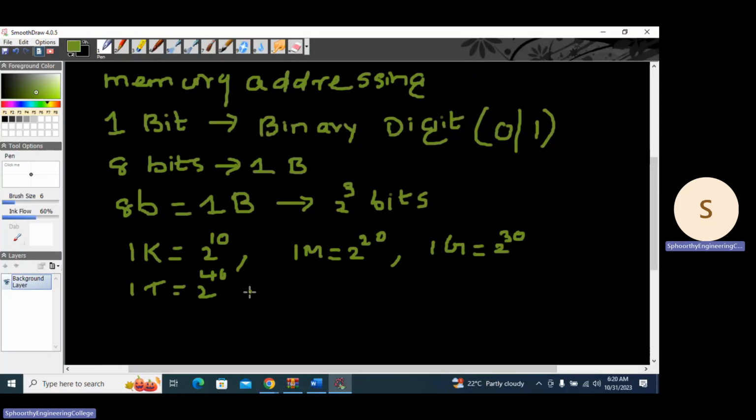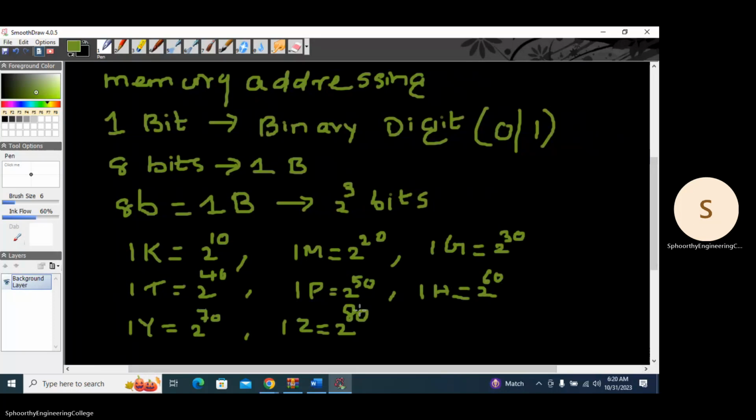Whether you call it byte or bit depends on what you write there, but 1 tera is 2 power 40. 1 peta is 2 power 50, 1 hexa is 2 power 60, 1 iota is 2 power 70, and 1 zeta is 2 power 80. So this is the meaning of 1k, 1m, 1g, 1t. I hope till this point it is clear.